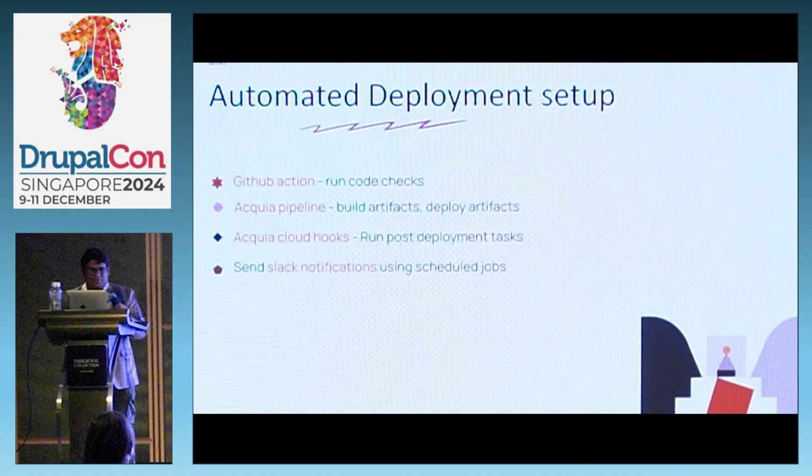So we use GitHub Actions to basically run the code checks so that code quality is up to the mark, like PHP CS, PHPStan. Then we integrated with Acquia Pipelines so that it can do the build artifact and deploy the artifacts. Then we merged with Acquia Cloud Hooks so that automatically, after the deployment has happened, the post-deployment tasks can run like drush updb and config imports.